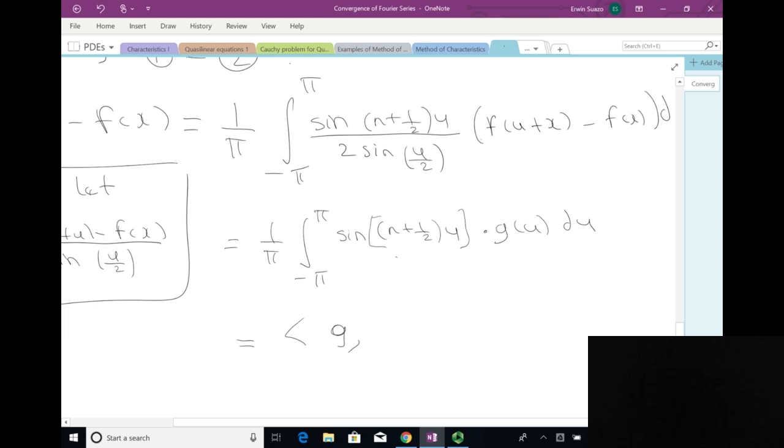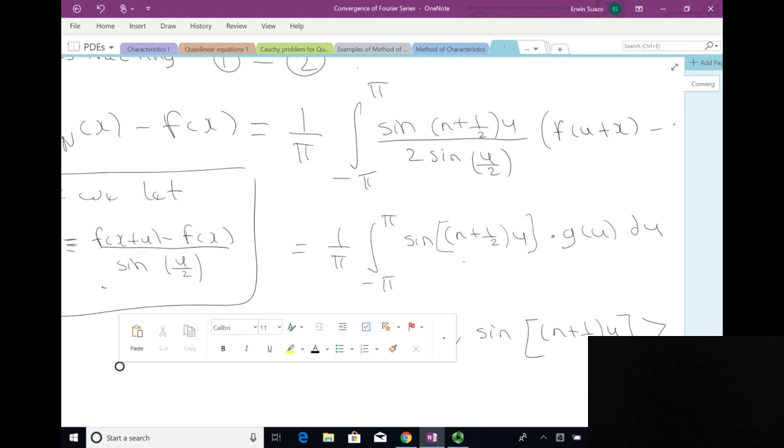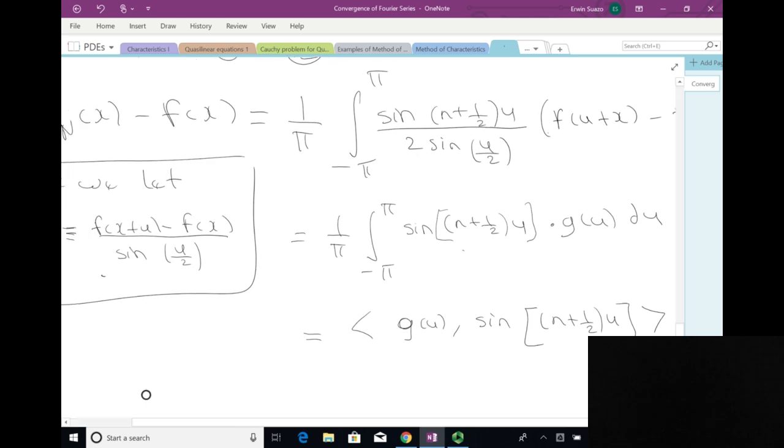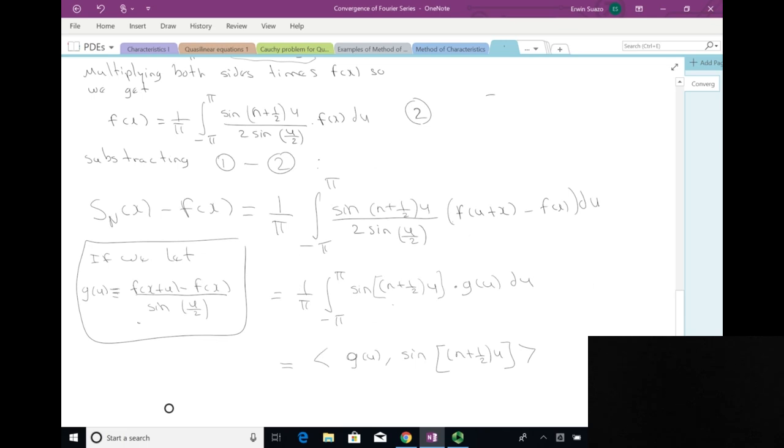No, let's call it like that, just to be clear. G of u comma sine N plus 1/2 u. Okay, so I'm trying not to write so many details, but also trying to be clear. So I hope I'm doing it. Okay, so this is, look at that. So S_N x minus f of x equals the inner product of u comma sine N plus 1/2 u.